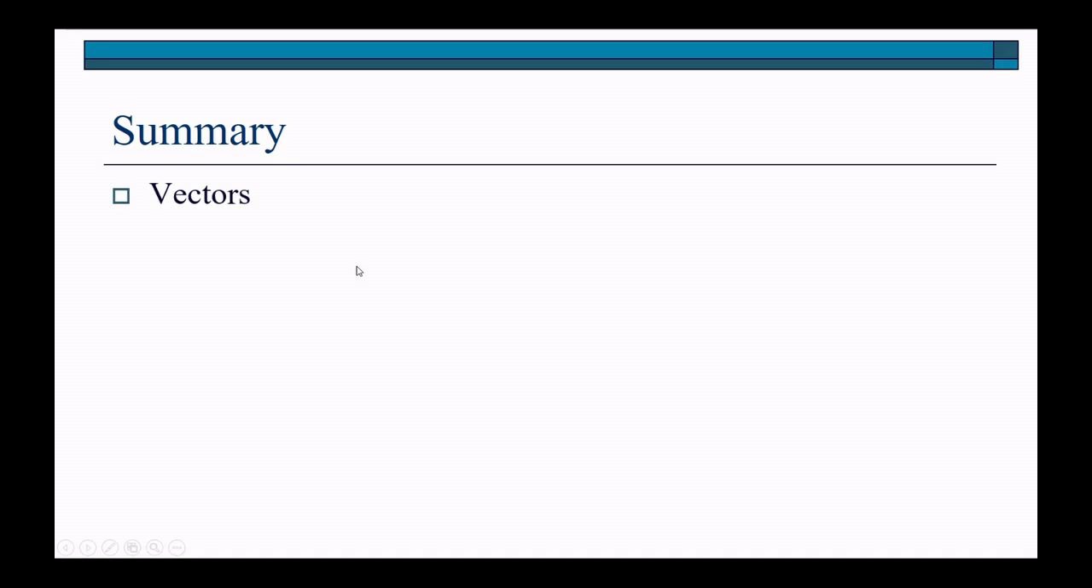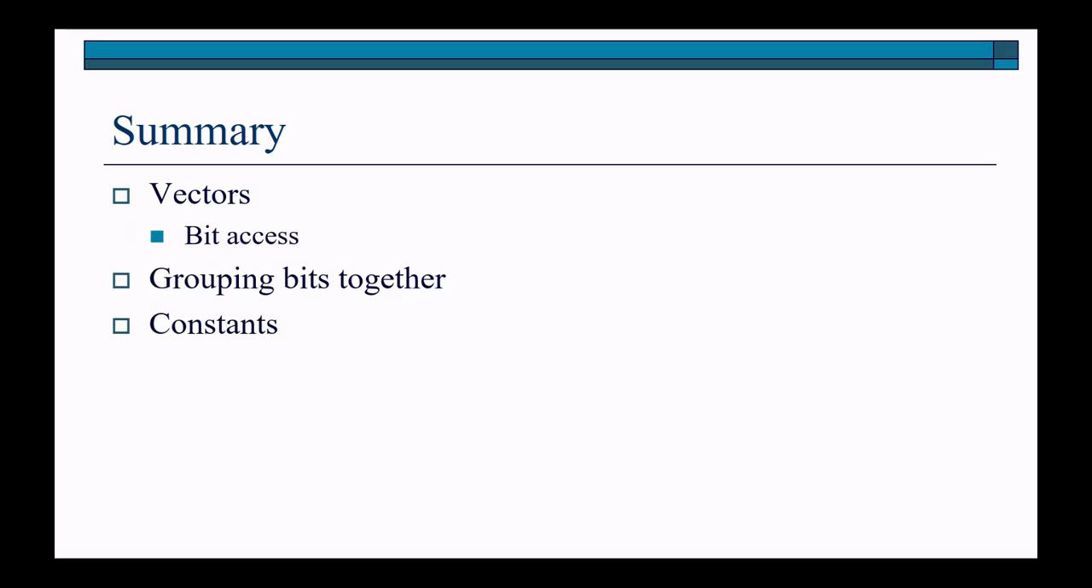To summarize, we introduced vectors. Vectors allowed us to declare and use groups of bits. Vectors can be used with both wire and reg types. In addition to accessing the entire group of bits, it's possible to use bit access and bit part access when dealing with vectors. There are also ways to create groups of bits, and we did this using bus concatenation and bus replication. Constants in Verilog can be specified in a number of ways.